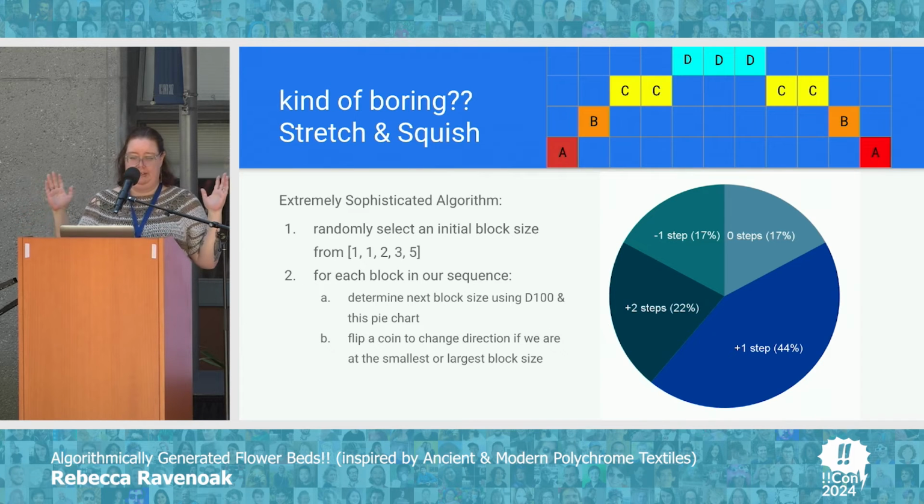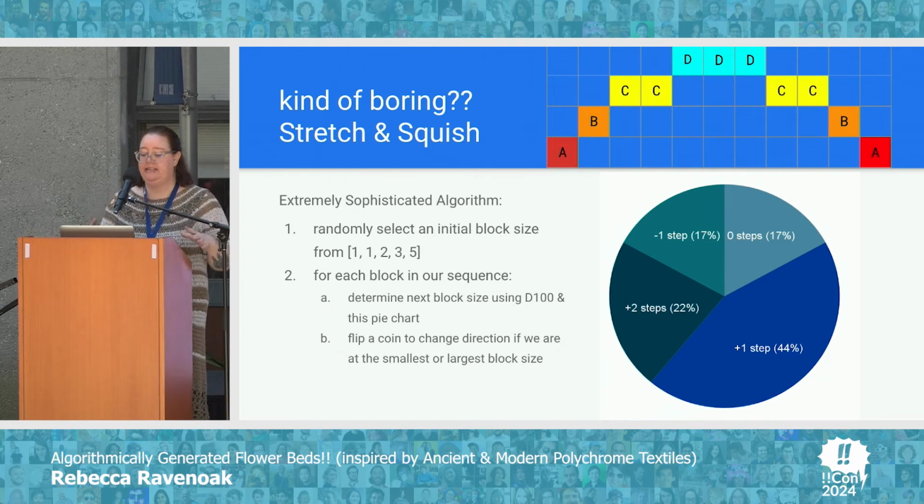So here is the extremely sophisticated algorithm that goes into drawing flower beds. We start with 2 initial pieces of state. One, we choose a block size to start out with, and then we choose the direction for the block sizes. So if we want them to start getting bigger or start getting smaller, we're going to assume that the blocks are just going to get bigger initially, and we're going to start at block size 1.